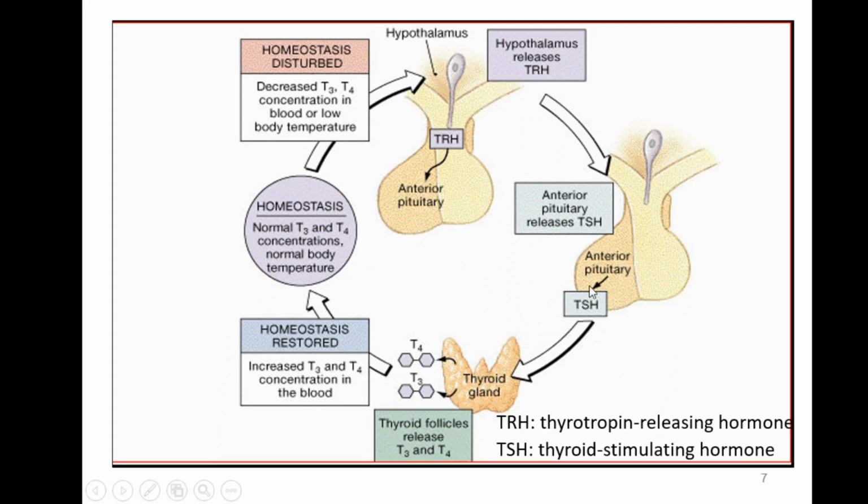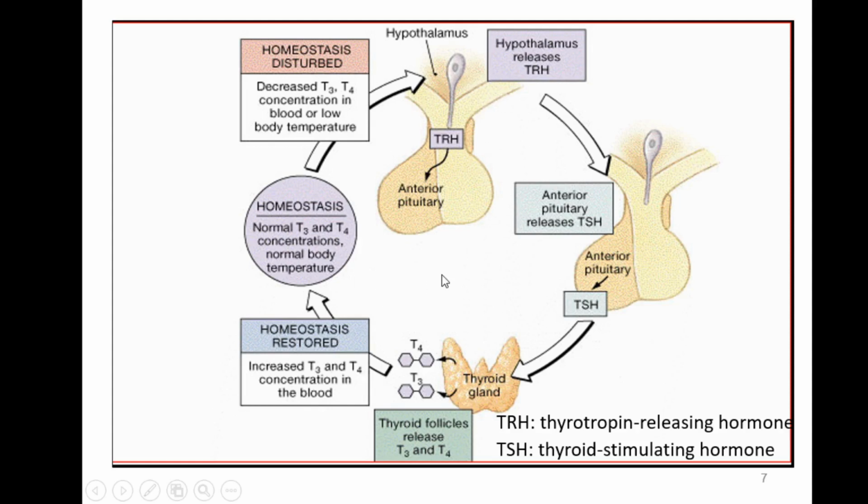This thyroid stimulating hormone enters the bloodstream via the systemic circulation. It reaches the thyroid gland, and once it reaches the thyroid gland, it binds to the TSH receptors present on the thyroid gland. In response to TSH, the thyroid gland produces T3 and T4. The level of T3 and T4 again reaches normal, and this normal level of T3 and T4 causes inhibition of hypothalamus and anterior pituitary secretion.